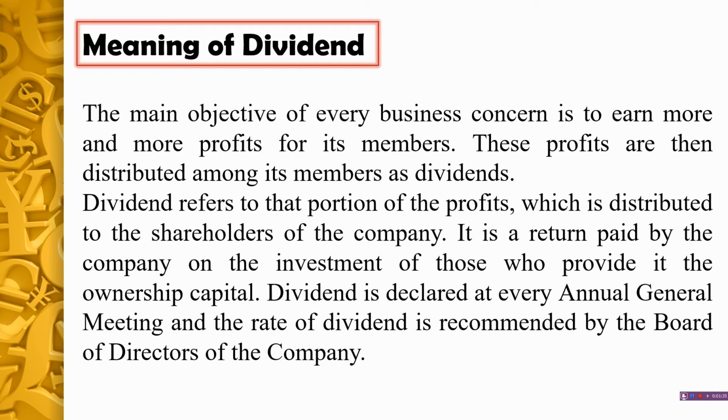Dividend refers to that portion of the profits which is distributed to the shareholders of the company. It is a return paid by the company on the investment of those who provide it the ownership capital. Earlier I said the ownership capital is the investment made by the shareholders, so it is a return paid to them as a dividend. Dividend is declared at every annual general meeting, and the rate of dividend is recommended by the board of directors of the company. So this is what a dividend is.